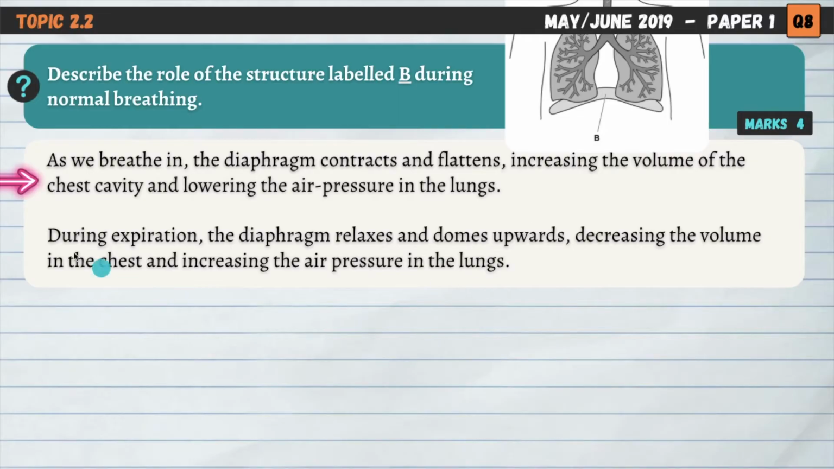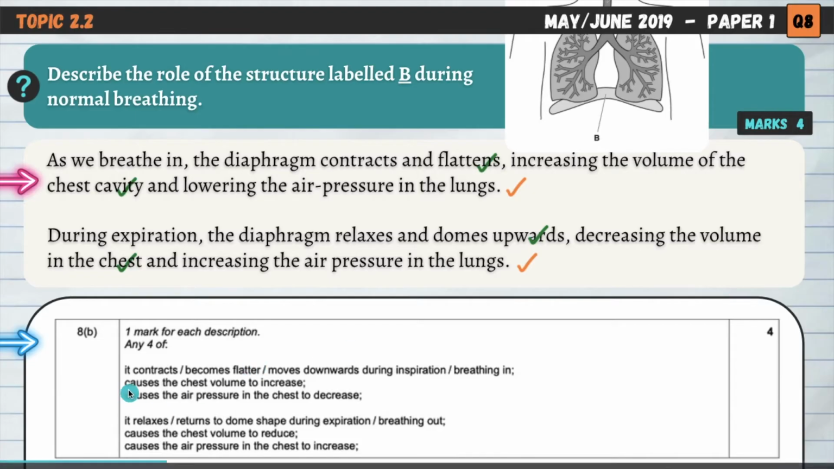Okay, during expiration, and I'm just going to make the opposite points here, the diaphragm relaxes and domes upwards. So it's doing the opposite thing now, it's doming upwards. Of course, that's going to decrease the volume in the chest and increase the air pressure in the lungs. So completely the opposite points made. Okay, where are we going to get the marks from? I would have actually got 6 marks if they were available here, hence the 2 orange ticks there.